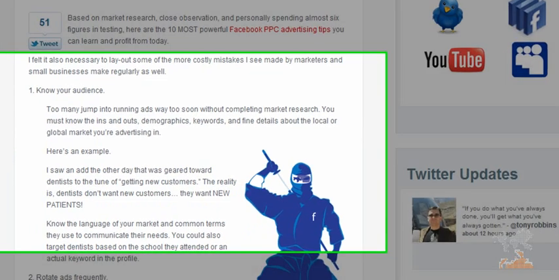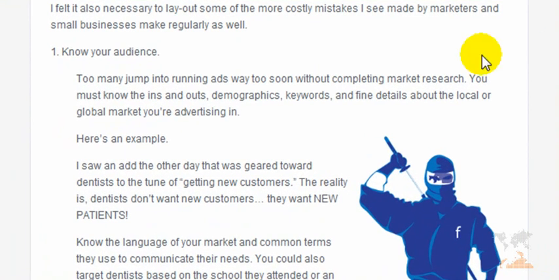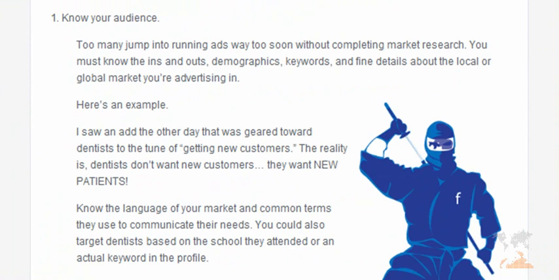The first strategy that you absolutely want to understand is you have to know your audience. This may seem like common sense, but many times people jump into running these Facebook ads without doing the extensive market research that needs to be done, knowing the ins and outs of your ideal customer along with the demographics and their language and terminology. An example that I gave in this particular post was the fact I saw a dental ad running to try to get new customers for dentists, but the only problem with that ad that was running on Facebook that I observed was dentists don't want new customers, they want new patients.